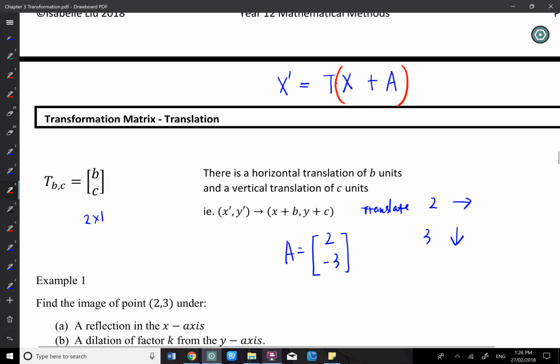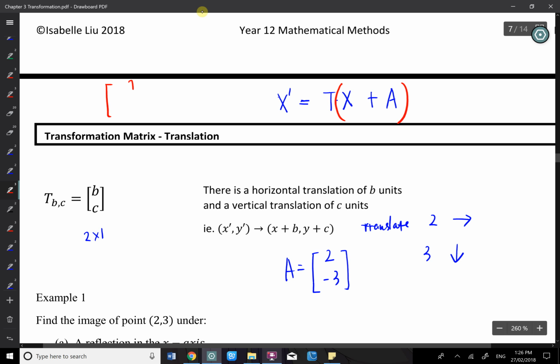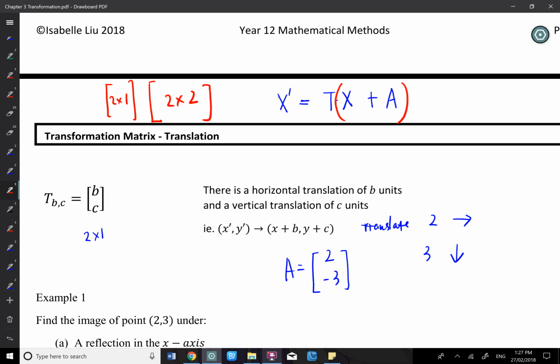The transformation matrix must be times in the front, not after. You can't times it after. Why can't you times it after? That's a 2 times 1 matrix, and we have a 2 times 2 matrix times at the back. It's not going to work. You can't times those two. So the transformation matrix must go to the front, not at the back.